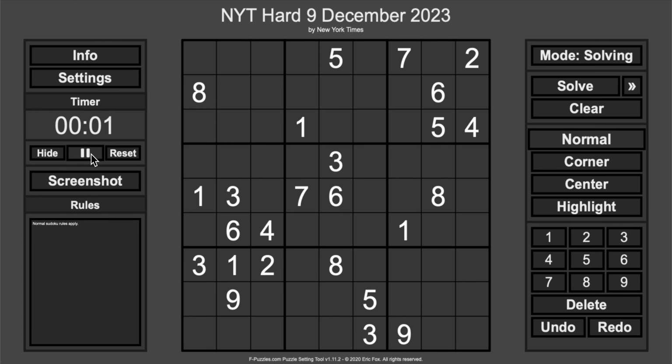Hard Sudoku for Saturday, December the 9th. I feel like we have a rather large, generous distribution worth of digits.